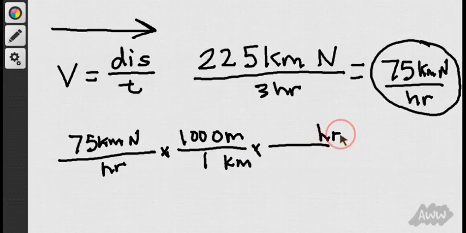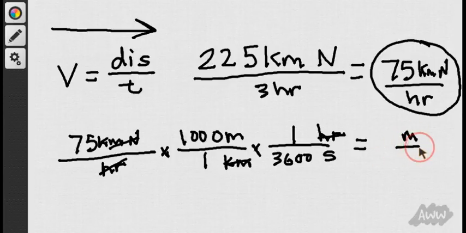And then we would need to get rid of hours. Hours go on top to cancel, seconds go on bottom, and you now probably know that there's 3,600 seconds in 1 hour. Kilometers cancels, not north. Hours cancel, and that leaves us with 75 times 1,000 divided by 3,600. And when you get your answer, the calculator will give you the number. You're going to be in meters per second, and then we still have our north. All right.